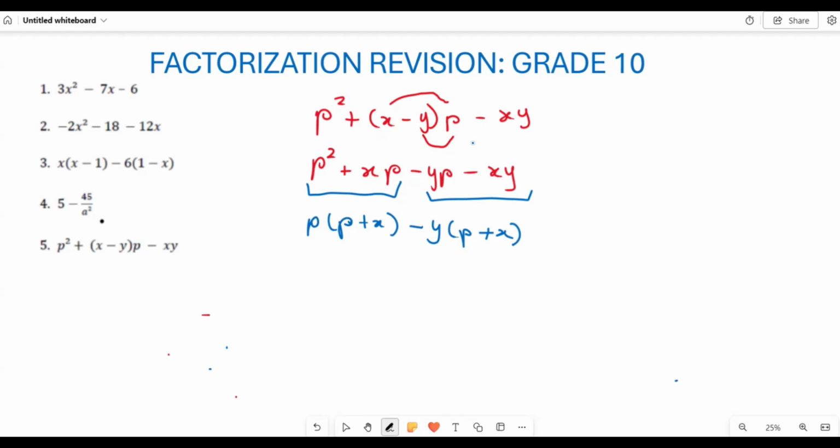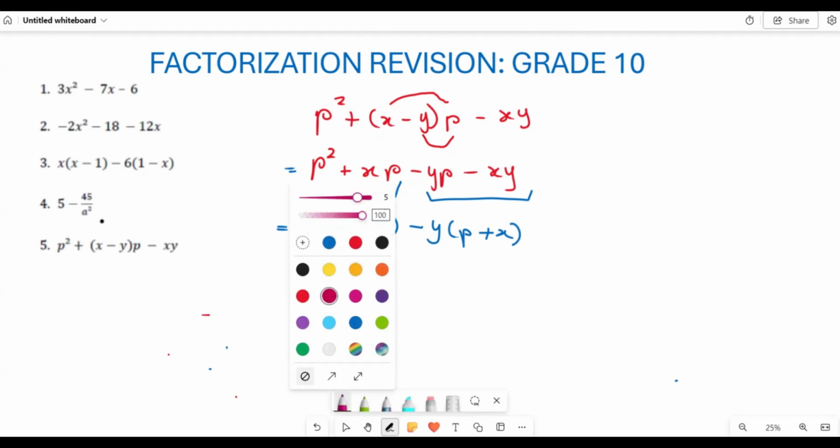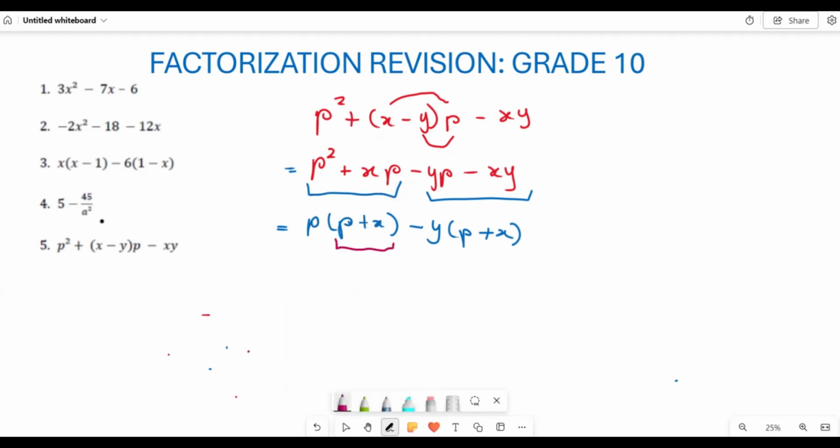And then from here, what are you going to have? From here, this is what I am going to have, which is p plus x and also p plus x, right? Now, these are two different terms again, so I can still continue to factorize. How? This is p plus x and also p plus x. Can you see that p plus x is common in both of these?